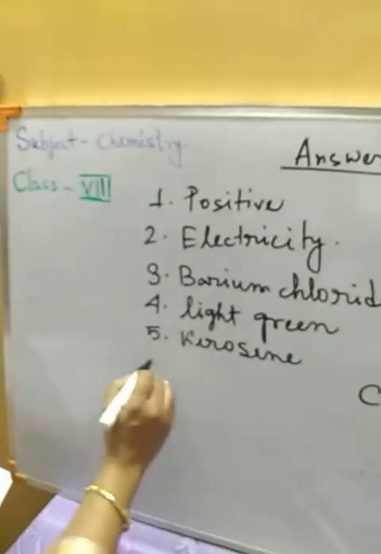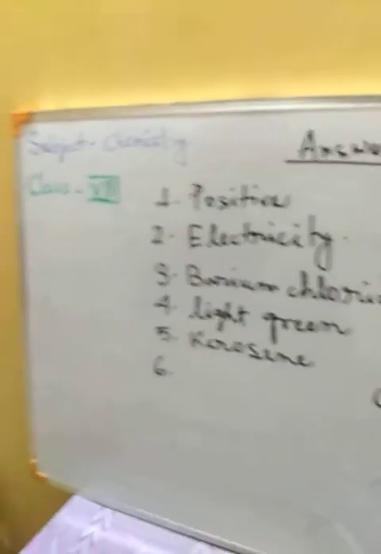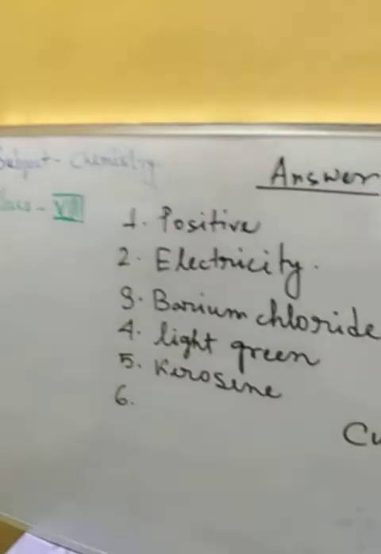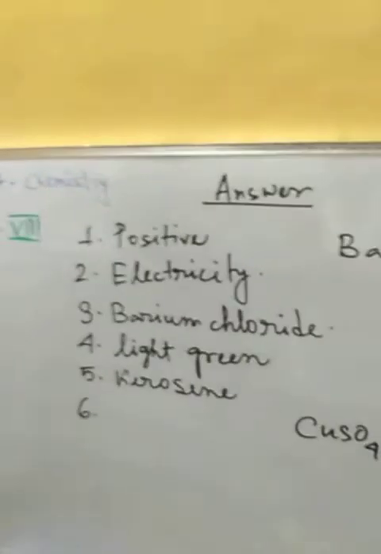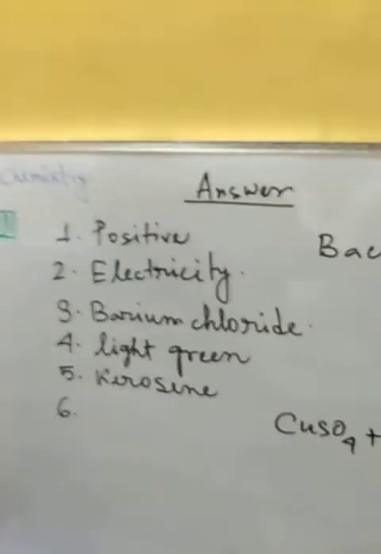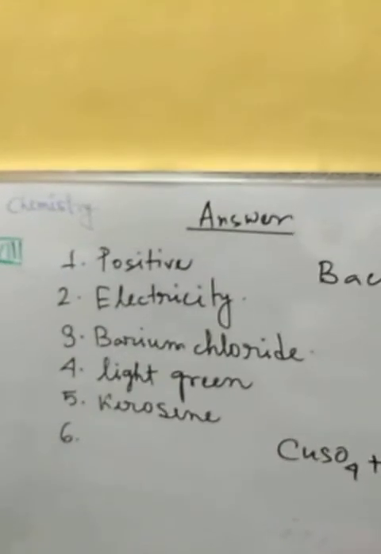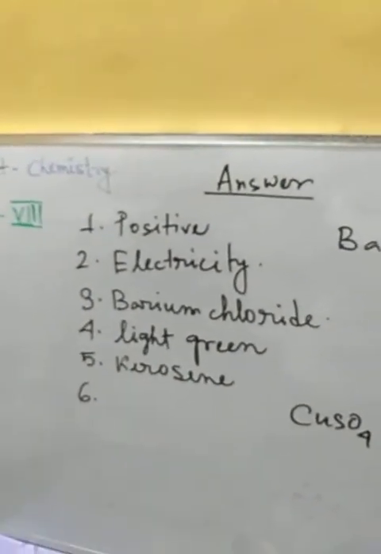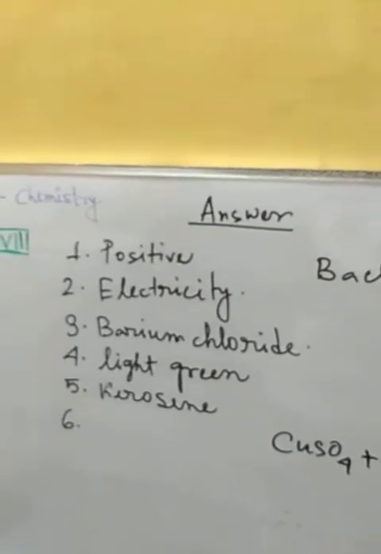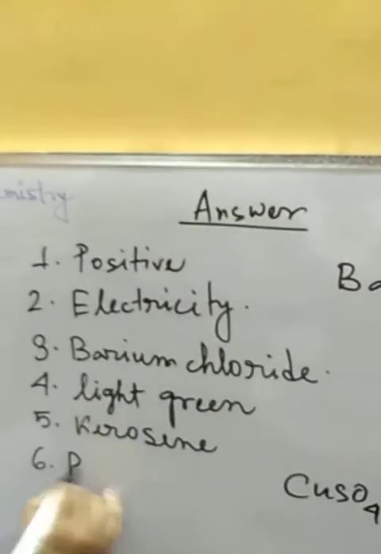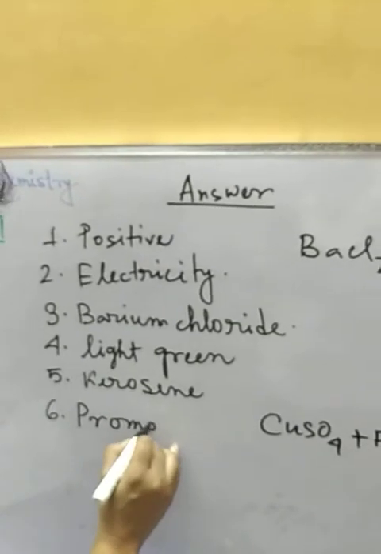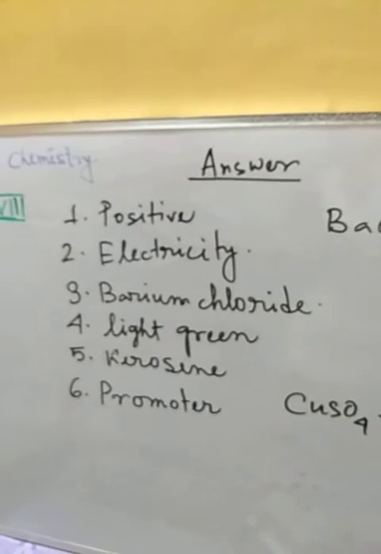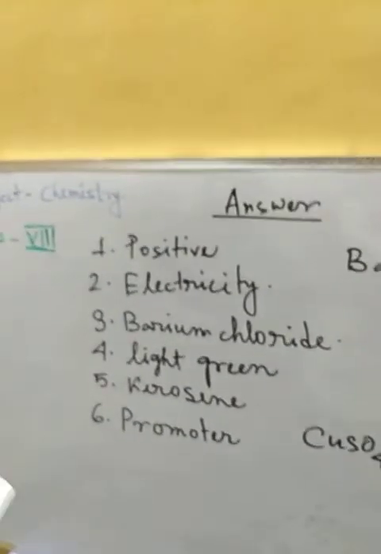Next, question number 6. Molybdenum acts as a dash in the production of ammonia from hydrogen and oxygen. So we know for this reaction, the production of ammonia, iron is acting as a catalyst and molybdenum will act as a promoter. Molybdenum will act as a promoter, and this will increase the efficiency of the iron catalyst.